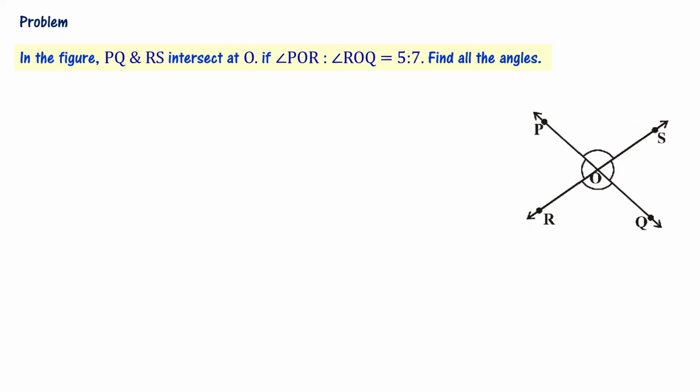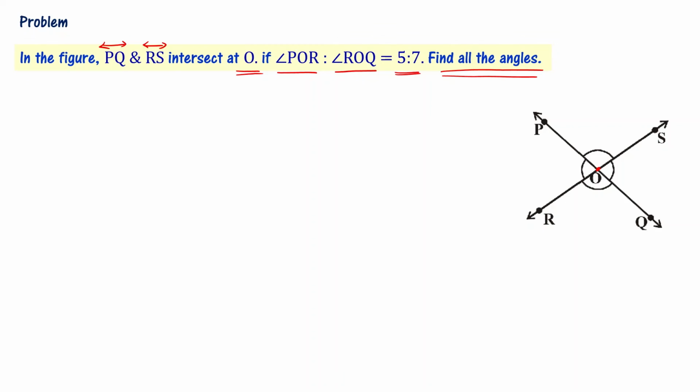Let us solve a problem now. In the figure, PQ and RS are lines, they intersect at O. If angle POR to angle ROQ is 5:7, then find all the angles. Here you have two lines intersecting, PQ and RS. Lines are intersecting at point O and they are making 4 angles. And we are asked to find the values of all these angles.